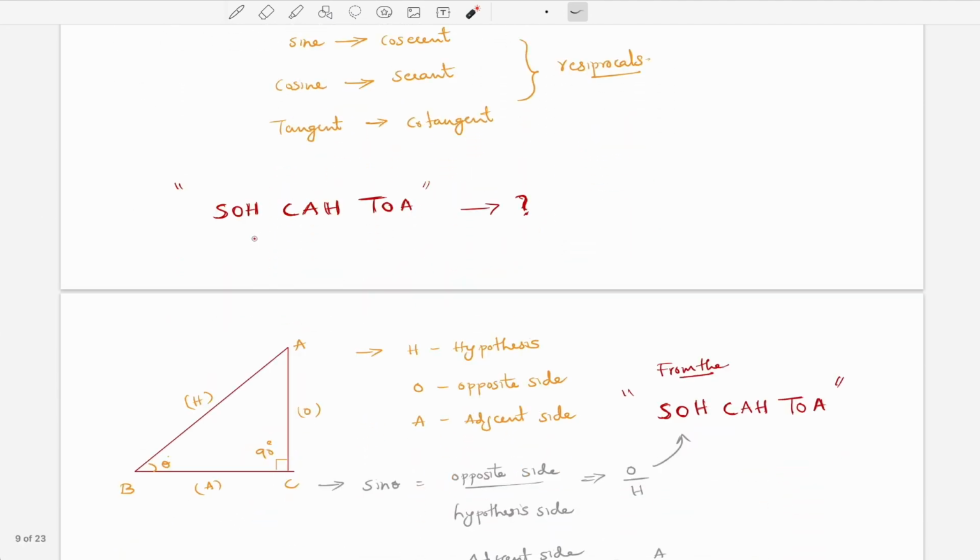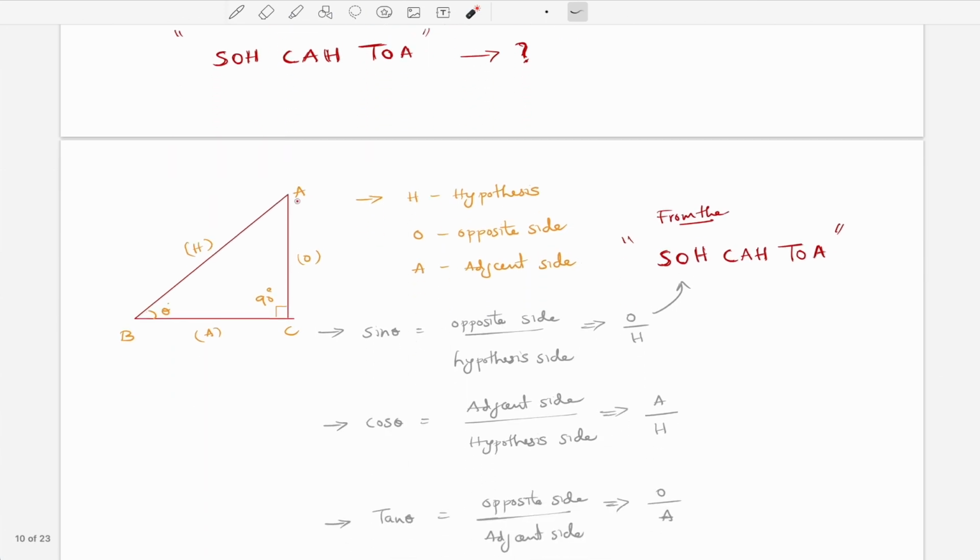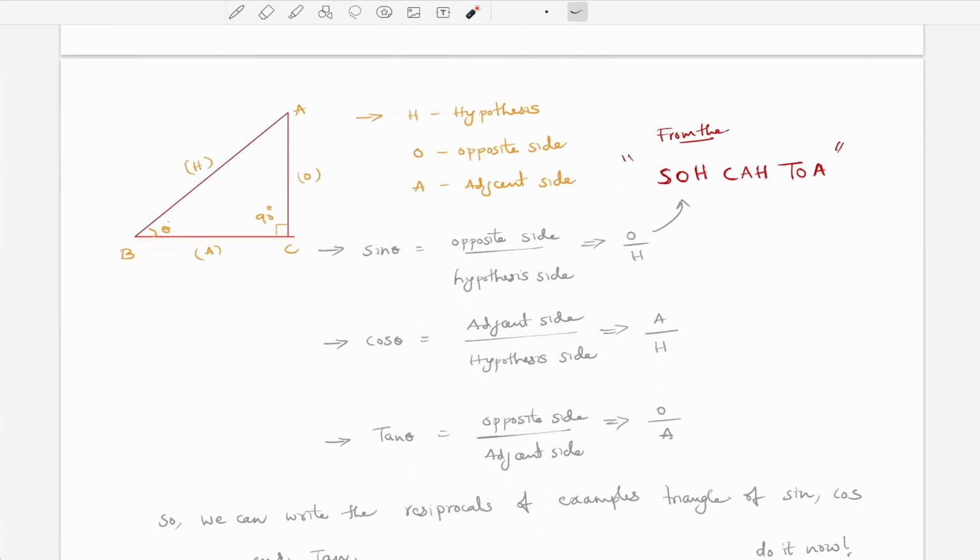So what is this SOHCAHTOA? For example, we have taken a right angle triangle here. This is the hypotenuse, this is the opposite side, and we have an adjacent side here. We are going to find theta here, from point B.